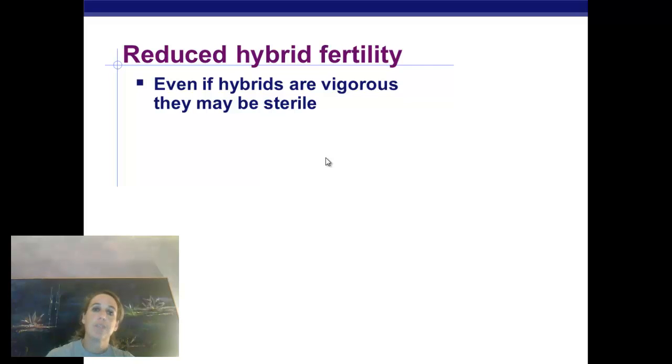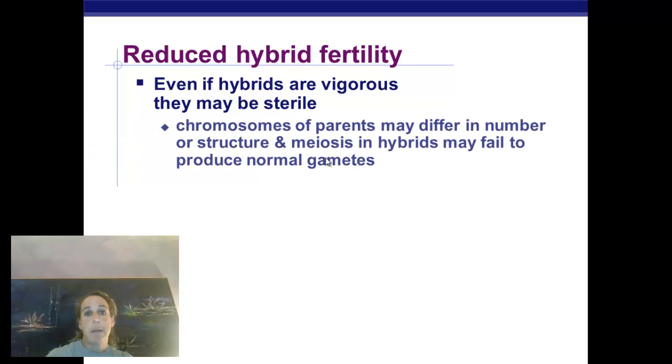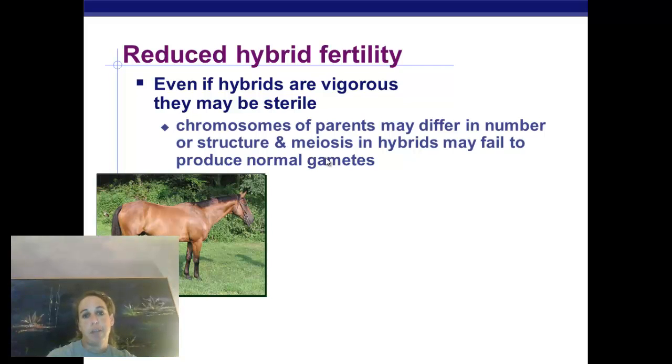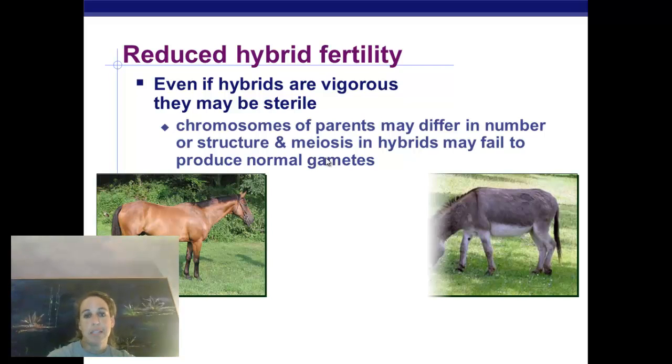The next one is reduced hybrid fertility, and that means that the fertilization from two different species has occurred, the egg has fused with the sperm, the babies have been born, and can be vigorous, healthy organisms, but they are sterile. And a lot of times that happens because the chromosome numbers of the parents are different, and then meiosis cannot occur, cannot give you regular gametes.